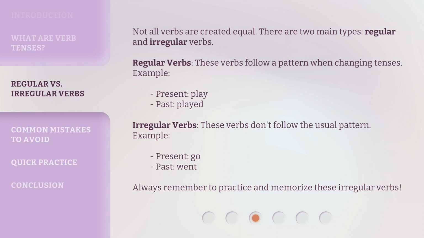Not all verbs are created equal. There are two main types: regular and irregular verbs. Regular verbs. These verbs follow a pattern when changing tenses. Example: present, play, past, played.